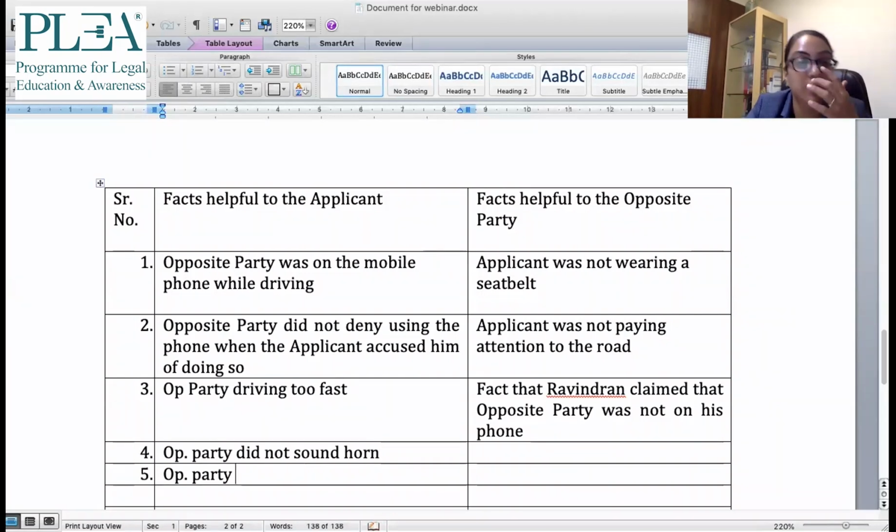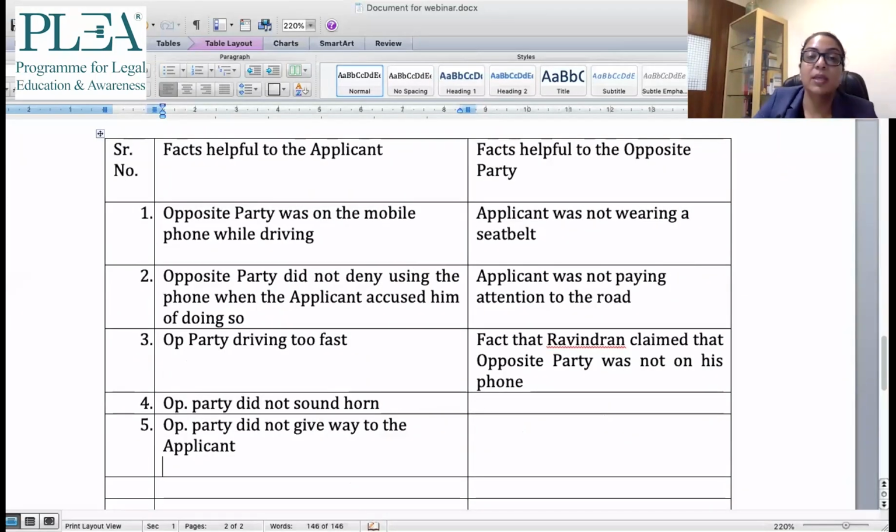Is there anything related to Ravindran which could be helpful to the applicant? Does anyone think that something related to Ravindran helps the applicant? Ravindran is the witness of the opposite party. Ravindran said that the respondent was not using the phone, which is against the applicant, right? Something in favor of the applicant, something to do with Ravindran.